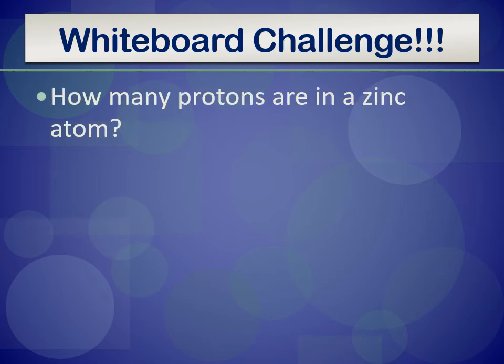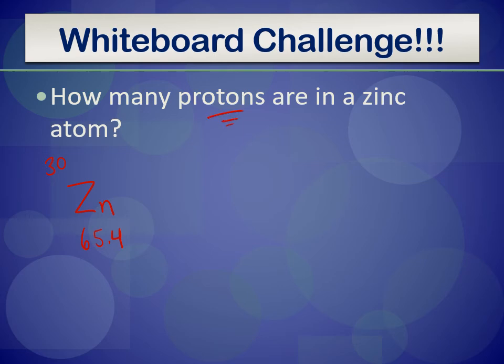Okay, now let's try some practice. So how many protons are in a zinc atom? So if you are looking at your periodic table, you would see that zinc is number 30 on the periodic table. So I'm just going to write out its symbol. So zinc, it has an atomic number of 30. It also has an atomic mass of 65.4. So I'll write that down so we all have that information.